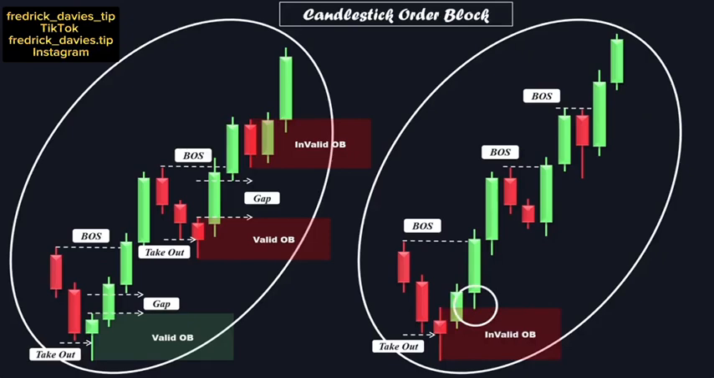of the bullish candle. Consequently, this order block cannot be considered valid, as it fails to meet most of the necessary criteria for validating an order block. Therefore, it cannot be utilized as a demand zone.